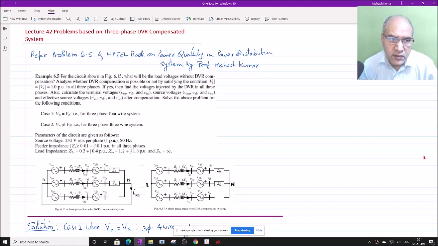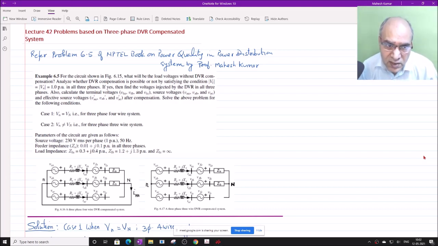So welcome to lecture 42, in which we will discuss a DVR compensated system for three-phase systems. Till now I have explained for single-phase system, although I also have explained how to use this algorithm for three-phase system, but in this particular lecture I will take an example on three-phase system and review the concepts. At the same time, I will also discuss the UPQC, Unified Power Quality Conditioner, in short, that you can read by yourself later on.